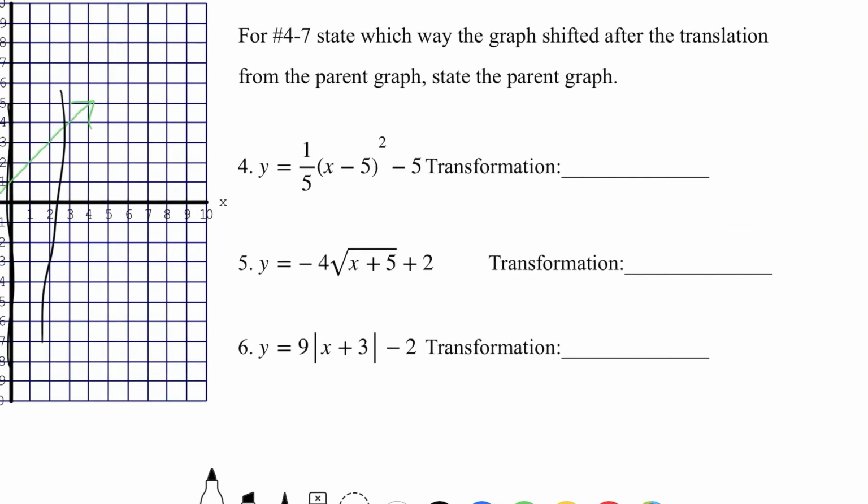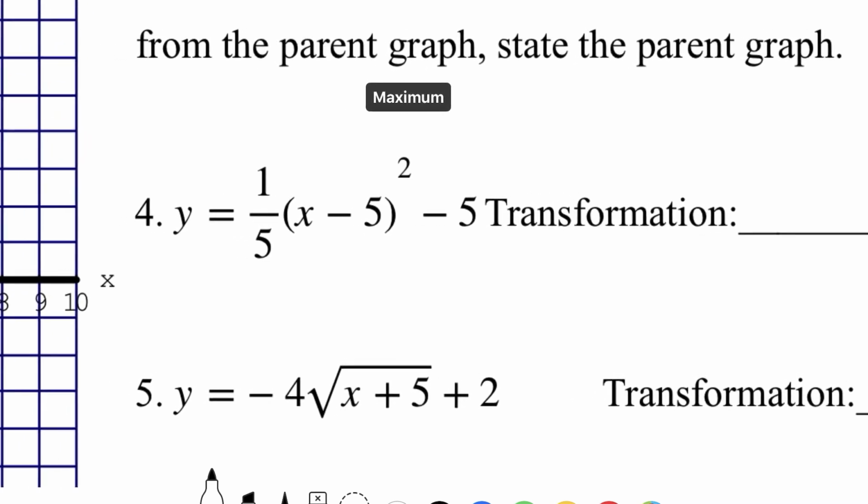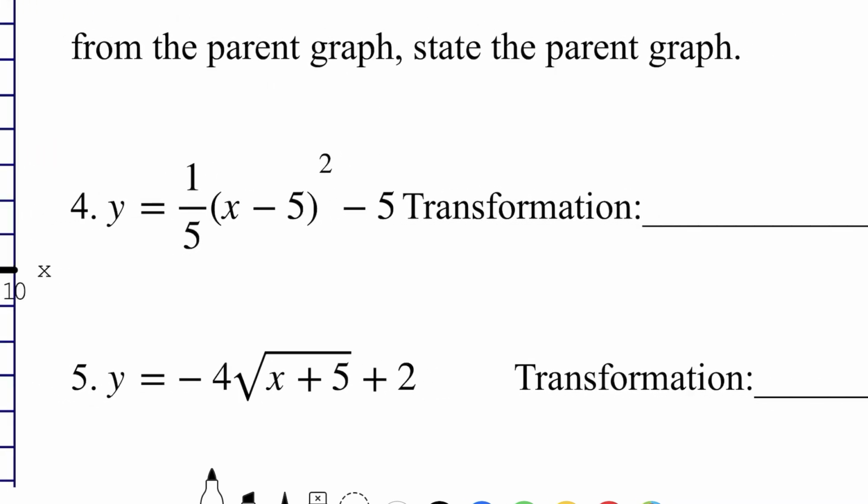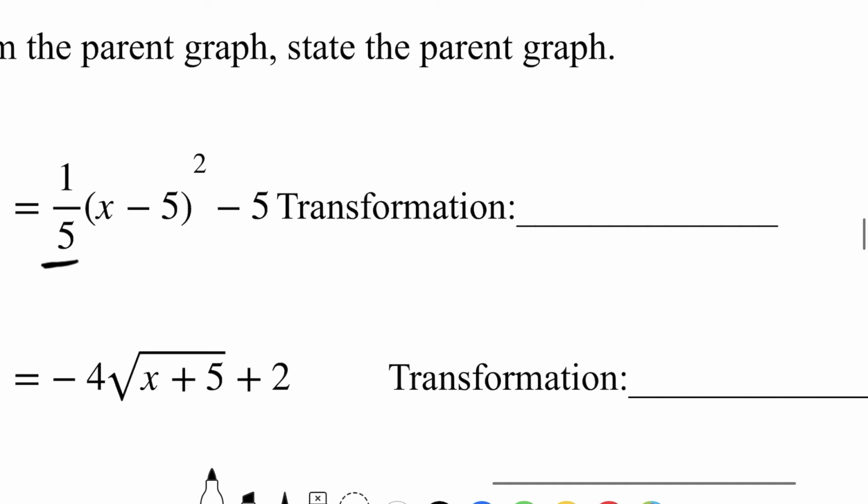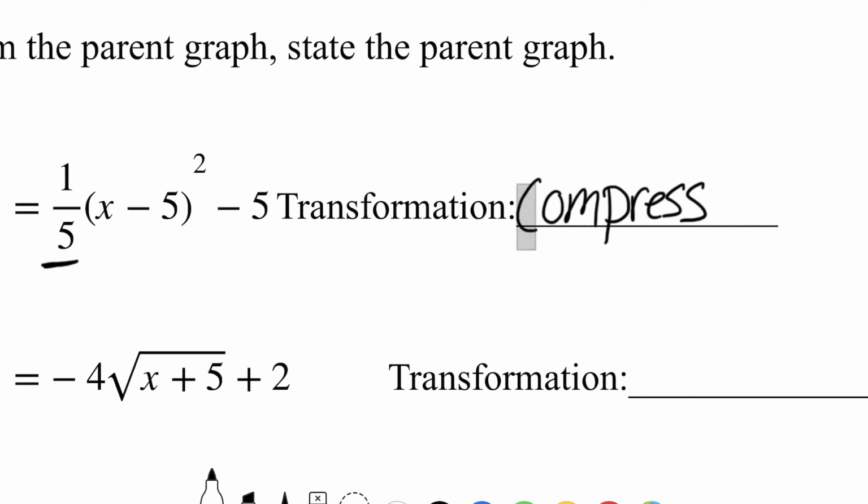Now we're working on 4 through 7, which talks about the transformations, which we went over in the activity that we did Monday and lesson 4 that we did Tuesday. So for number 4, we are looking at what is on the outside. So if it is smaller than 1, it is going to be a compression.